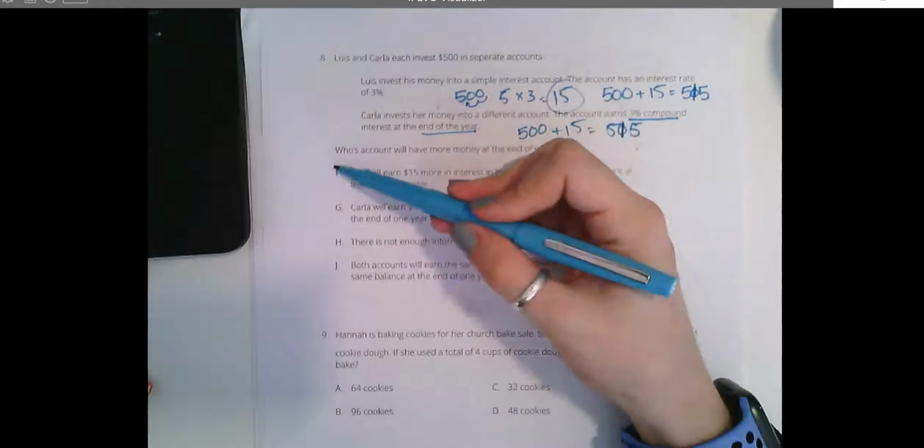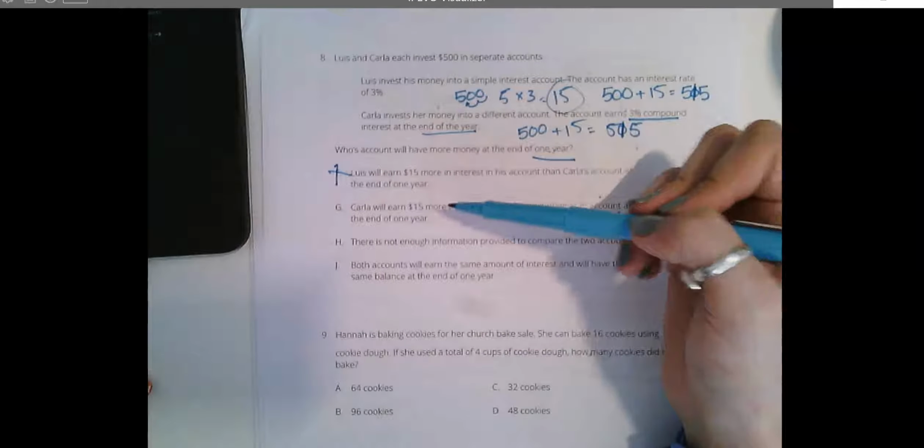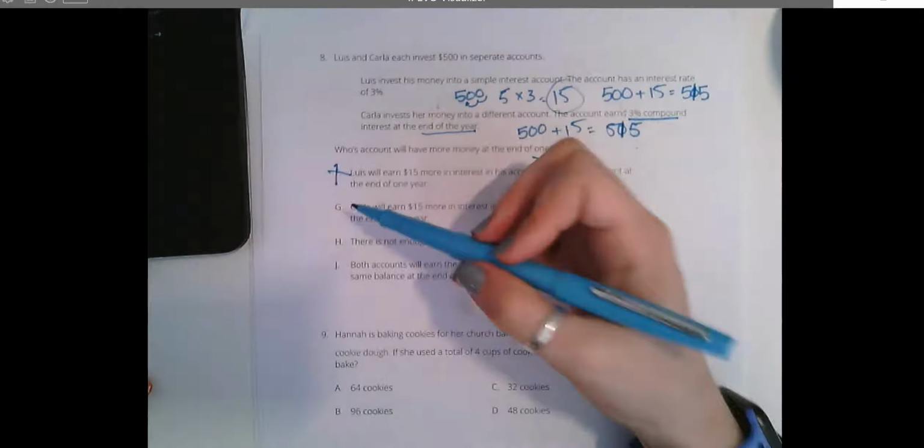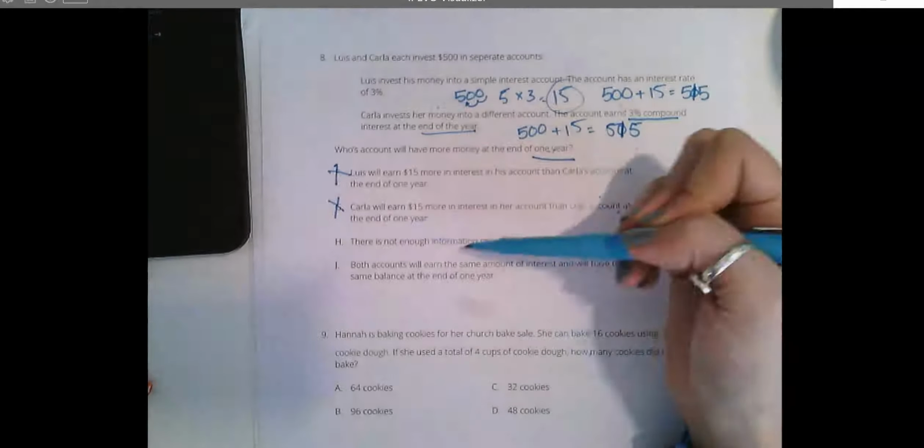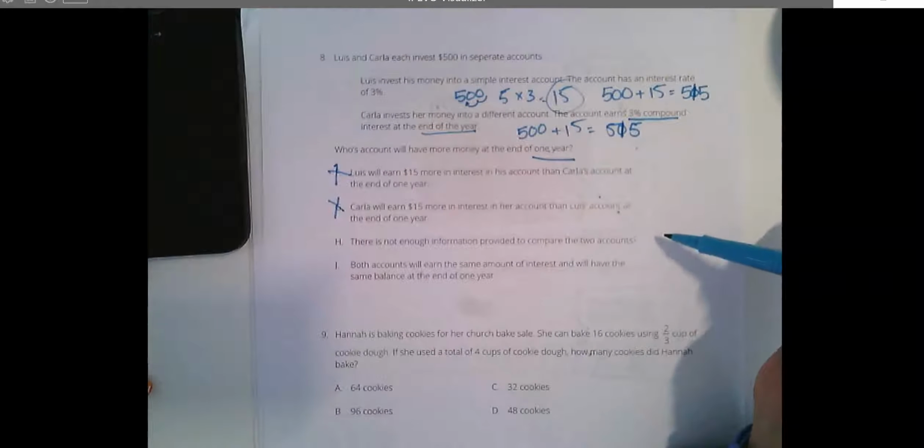No, they're each earning $15. Carla will earn $15 more in interest than Luis. No, they're each earning $15. There's not enough information provided to compare the two accounts.